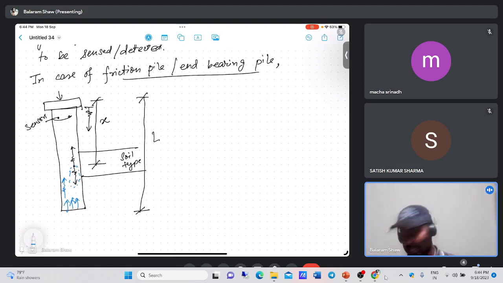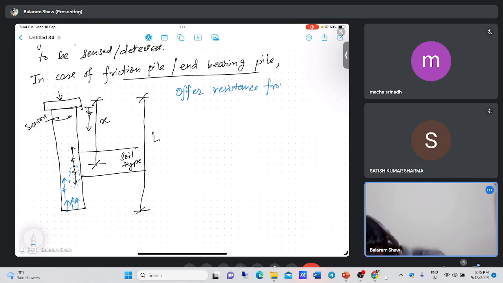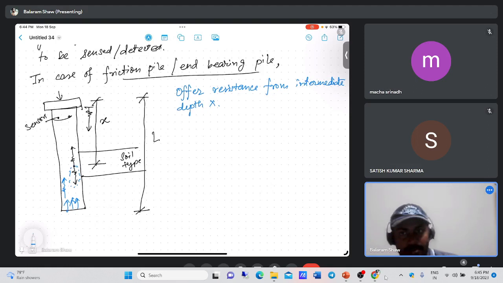Let us say I have shown this with one soil type. There can be several different layers giving resistance to the pile shaft, so there can be a number of layers which are offering resistance. So it will offer resistance from whatever intermediate depth we have considered, x. After the first reflection, they get it at x by c time.